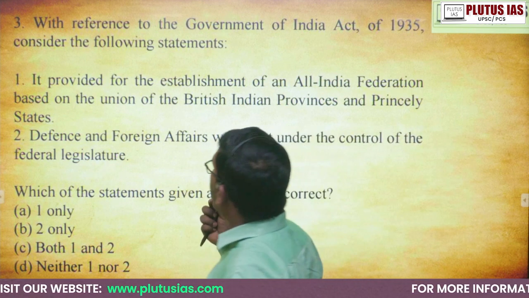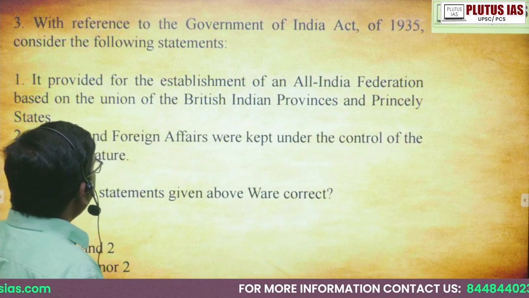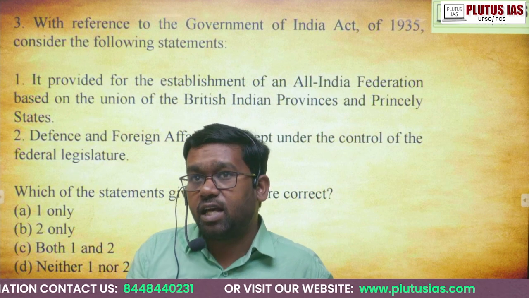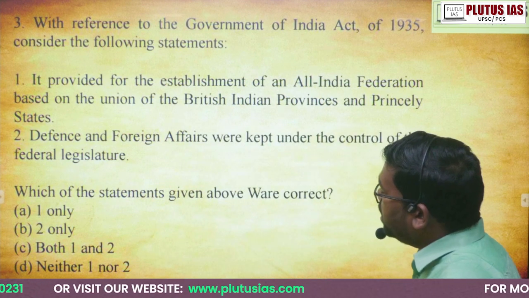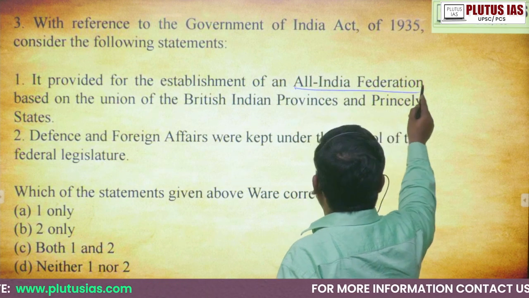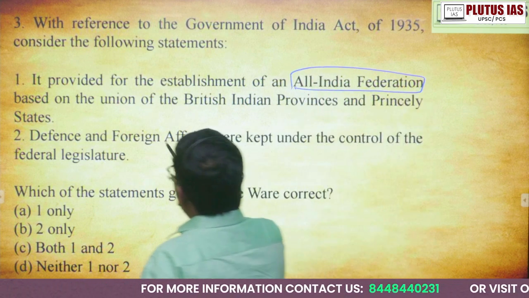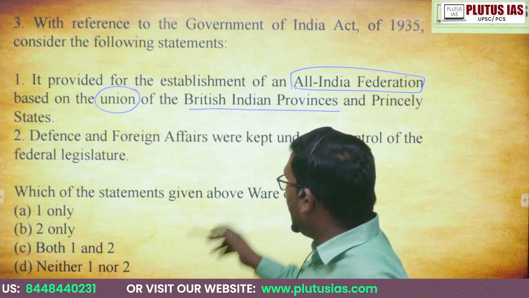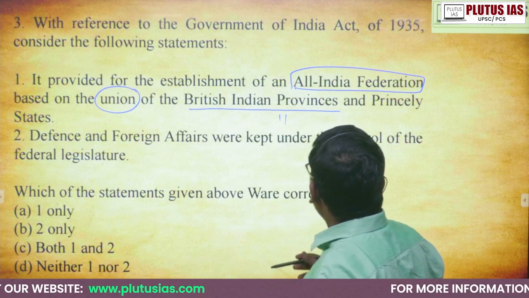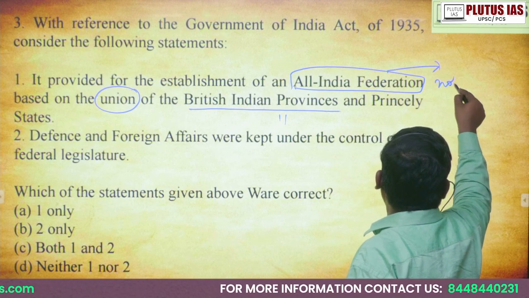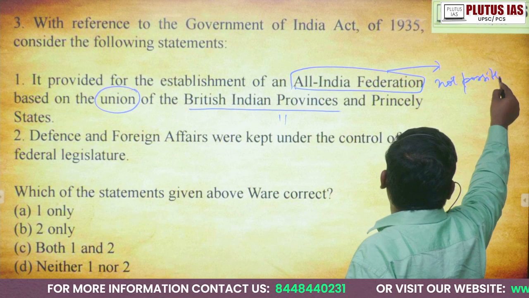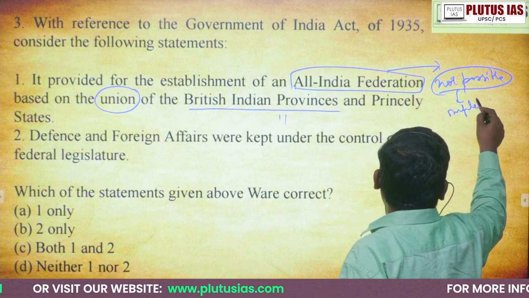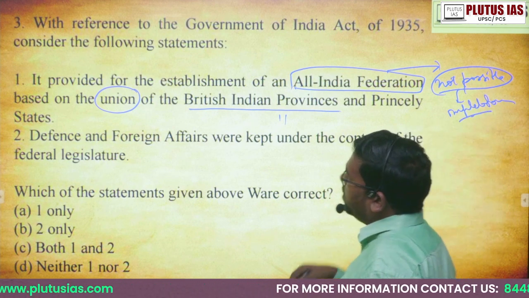Next question: with reference to the Government of India Act 1935, consider the following statements. This question is moderate. It is not so easy, but it is not tough either, because we discussed it in the class. The question says it provided for the establishment of an All India Federation based on the union of the British Indian provinces, which were 11 by this time, and the princely states. This was supposed to happen, but it could not be implemented. Implementation was very tough, but this statement will be true for us.